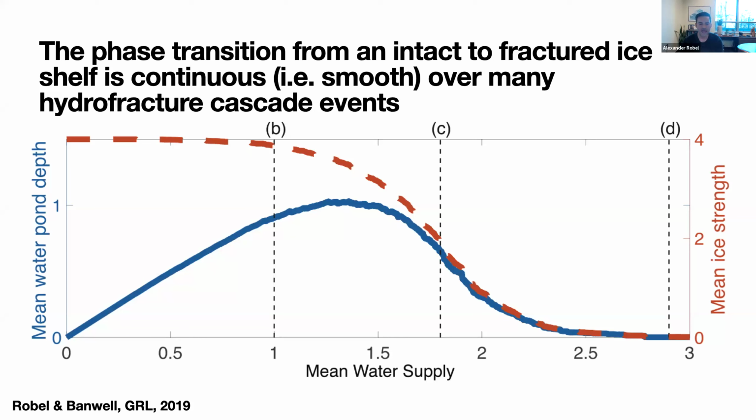As you add more water, you reach a point where you have a maximum of water. And as you fracture in more places and that water drains to the ocean, the mean ice strength of the whole ice shelf decreases. But the point of this plot is to show you that the decrease in ice strength is smooth, right? It's not instantaneous. You don't fracture the whole ice shelf at once.